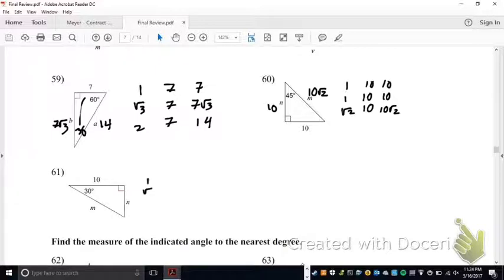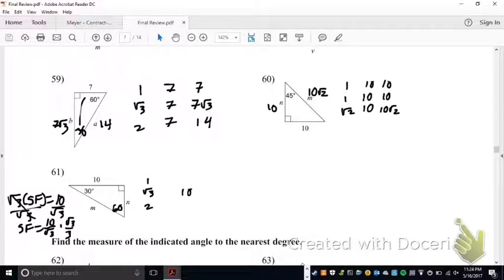Okay, 61 is a little tough because when we set this up, we realize that the 10 is across from our 60, which means our scale factor is that which, when multiplied by radical 3, equals 10. So we go radical 3 times our scale factor equals 10. We divide both sides by radical 3, and we get our scale factor equals 10 over radical 3, which would be great, except it's got that irrational number in the denominator. We do not like irrational numbers in our denominator, so we're going to rationalize our denominator. 10 radical 3 over 3.